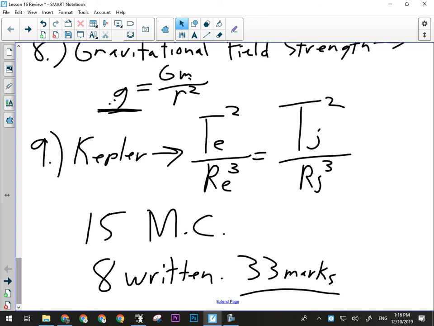So 15 multiple choice, and like I said, most of them are just understanding type questions. There are actually no multiple choice questions that involve you doing a calculation. There are some you could do a calculation for, but if you really understand the concepts, you don't have to. So there's no need for any calculating in the multiple choice.